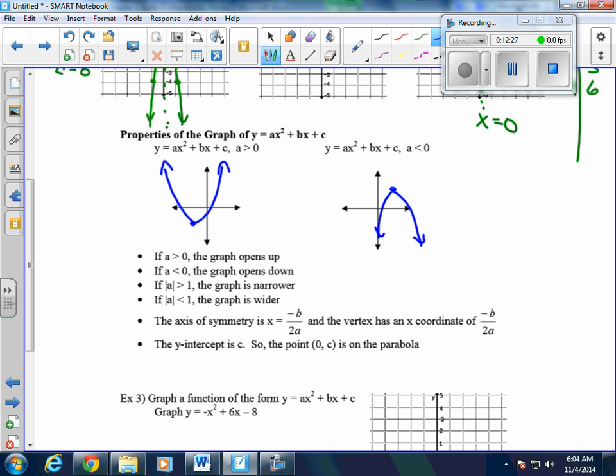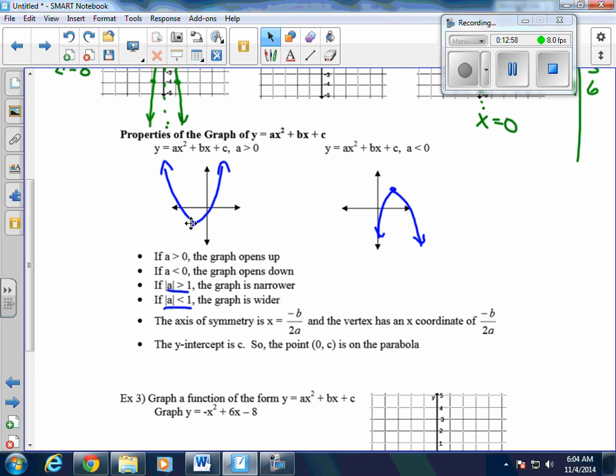So the bullets here say if a is positive, the graph opens up. If a is negative, it opens down. Again, just like we talked about before, if the absolute value of the leading coefficient is greater than 1, then it's going to be a narrower graph because it's going to go up more quickly. If the leading coefficient is less than 1, if it's a fraction, that means the graph is going to be wider.